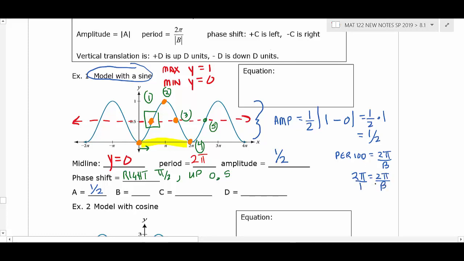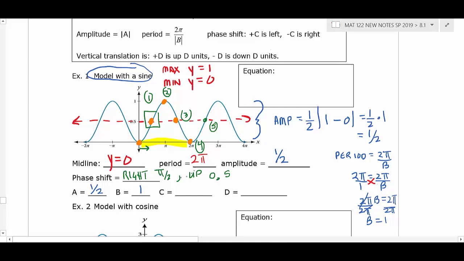So this one's easy enough to do in your head. If you cross multiply on this, you would have 2 pi b equals 2 pi. You could divide both sides by 2 pi, and you would get b is equal to 1. Anytime the period is 2 pi, b is going to be 1. Okay, so we have that.